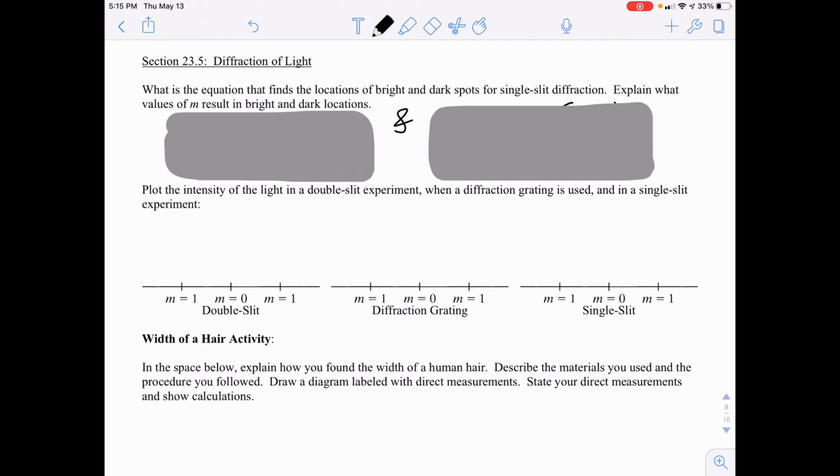Section 23.5, Diffraction of light. What is the equation that finds the locations of bright and dark spots for a single slit diffraction? Explain what m results in bright and dark locations. To visualize this, let's take a look at an animation to put the variables in action.